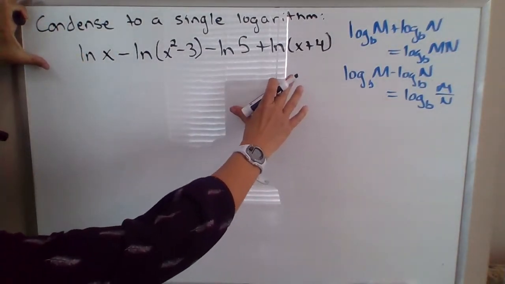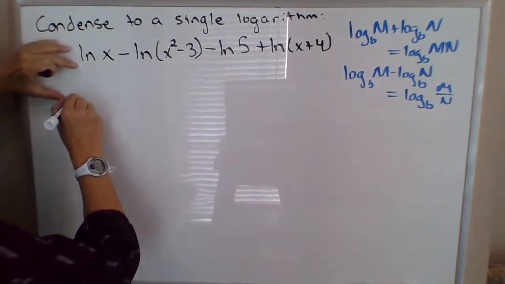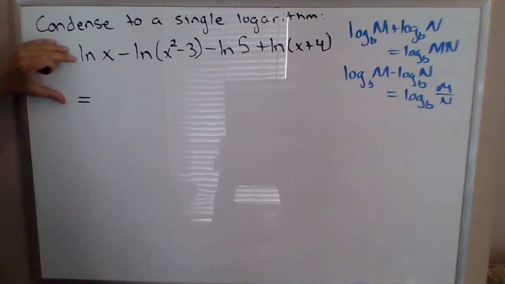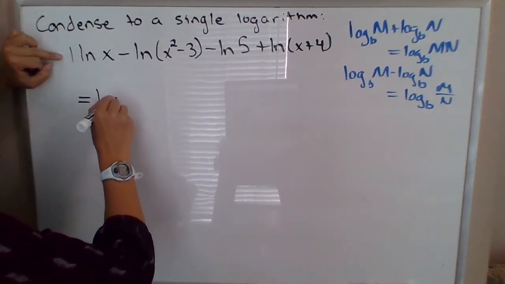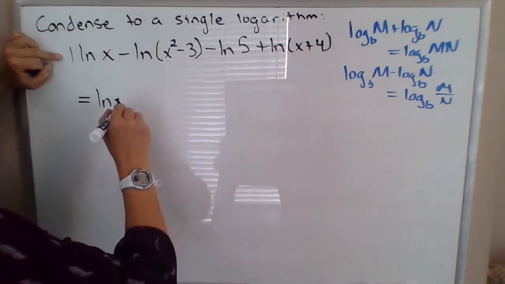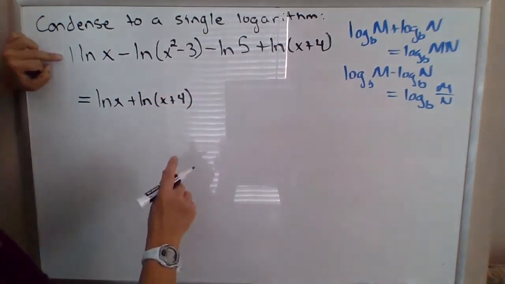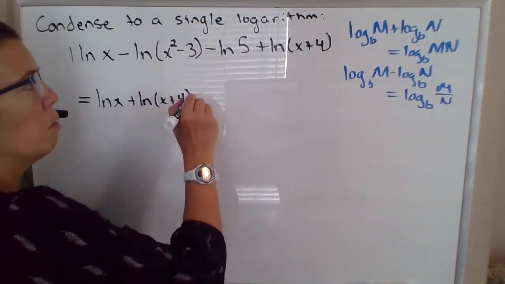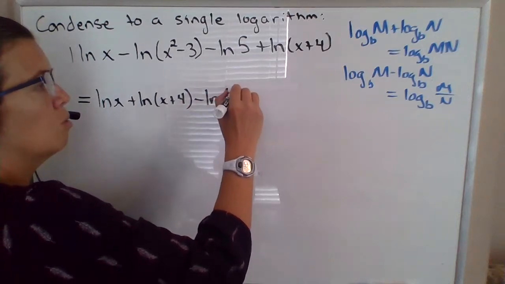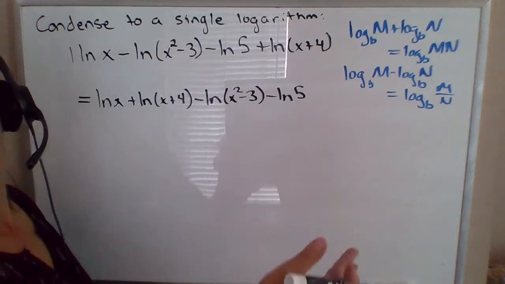What you might do first with a problem like this is sort the equation. So collect the logarithms with a positive coefficient in front. So this is positive 1 natural log of x, so I'm going to leave that in front. And then you've got positive natural log of x plus 4. And then put the logarithms with a negative coefficient second. So minus ln of x squared minus 3 minus ln of 5. So I'm just rearranging the terms here.